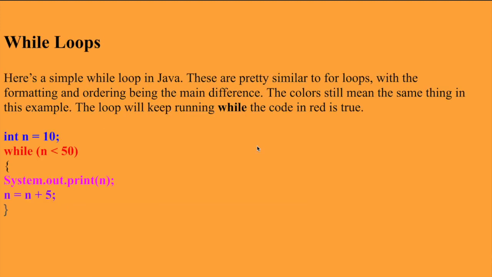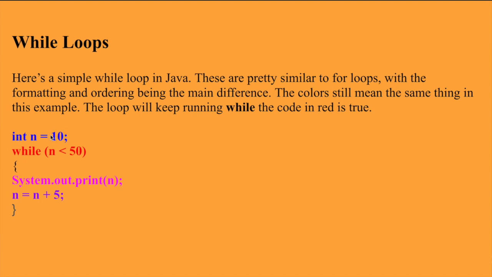Now on to while loops. While loops are similar to for loops and will operate while a certain condition is fulfilled, the red code. When the red code is not true, the loop will stop or terminate. And the same color codes apply here. The blue is the initializer, so int n equals 10, semicolon, and then the red is again the stop condition. And you have to put the word while before this stop condition.